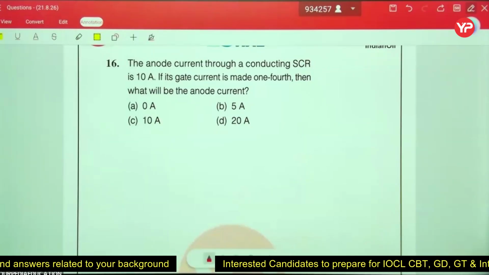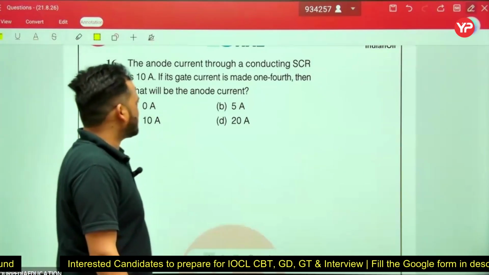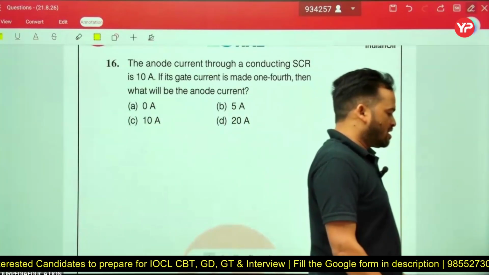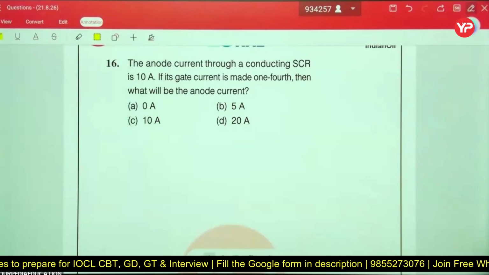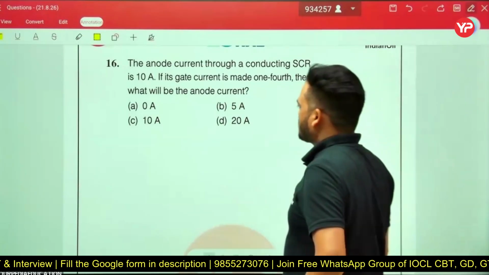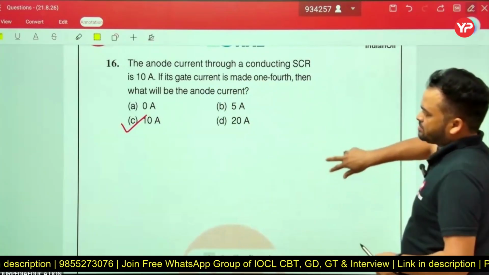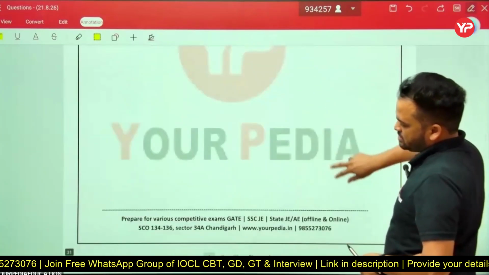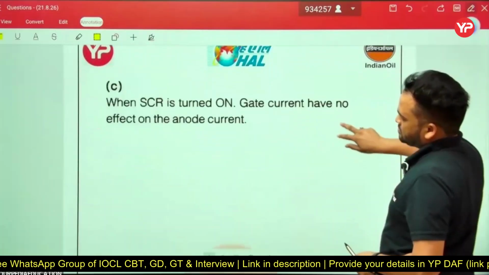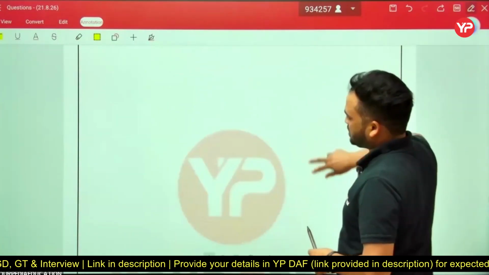Yes, C is the right answer for this question also. Because when the SCR is on, it does not matter how much current is flowing in the gate circuit. That is why the answer is C. The gate signal only affects the turning on process of the SCR, not the turning off.